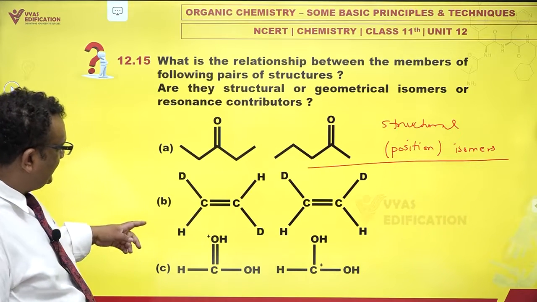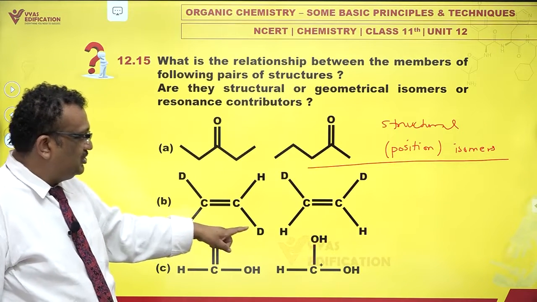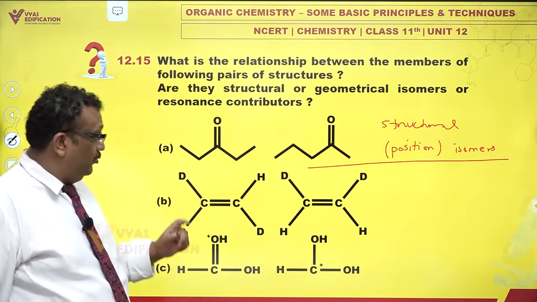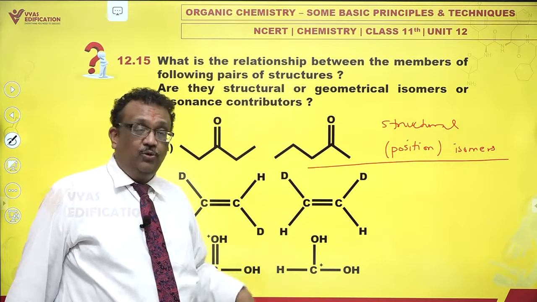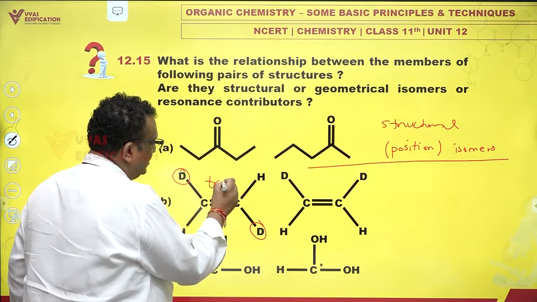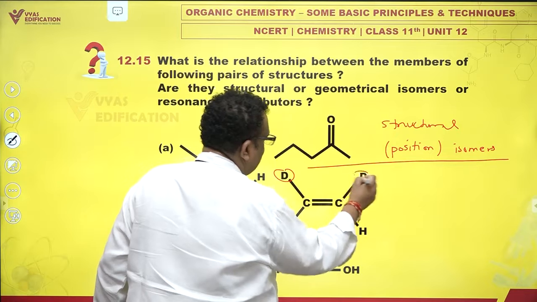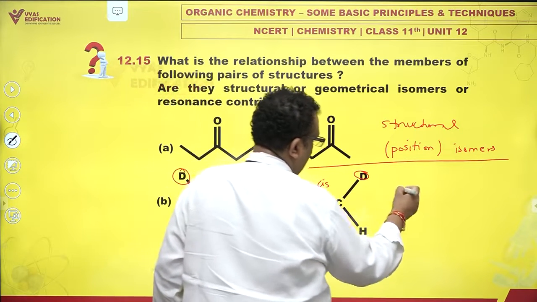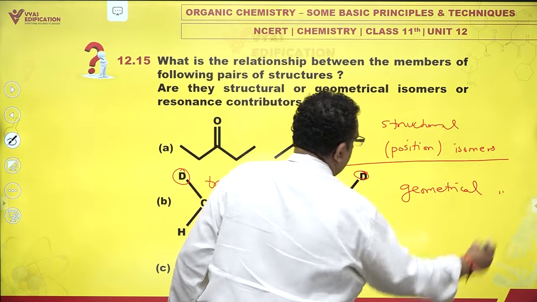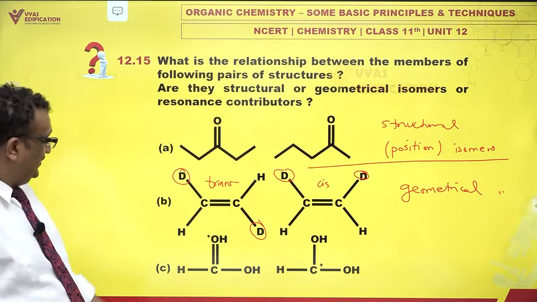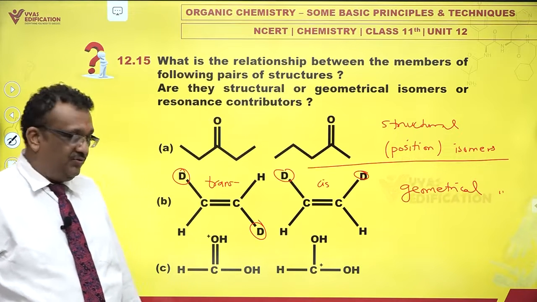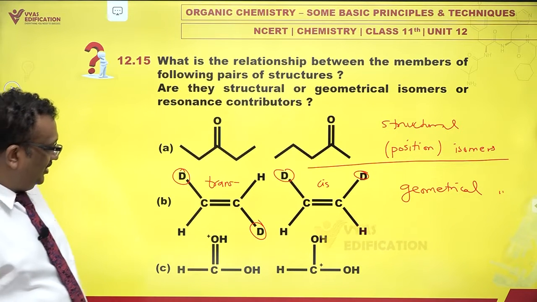Okay, what about these? D D on the opposite side, D D on the same side. You have 1,2-dideuteroethene, but in this case, the deuteriums are on the opposite side. This is trans. On the same side, this is cis. So they are geometrical isomers. Yes, indeed. And the last one, HCOHOH. Okay, very interesting. And then you have another one.